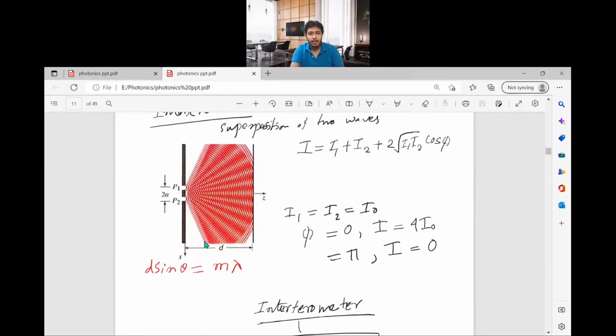Okay, and from these two relations we can say if the first minima distance is y, then y by D will be equal to tan theta. That tan theta can be approximated as sin theta. So this is the relation. m is the position of the minima; if it is the first minima, then it should be 1. From that you can calculate the slit separation by measuring the maxima and minima on the output screen.